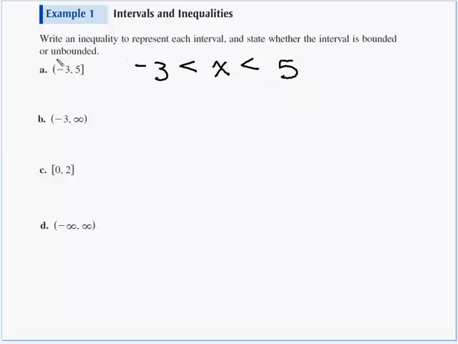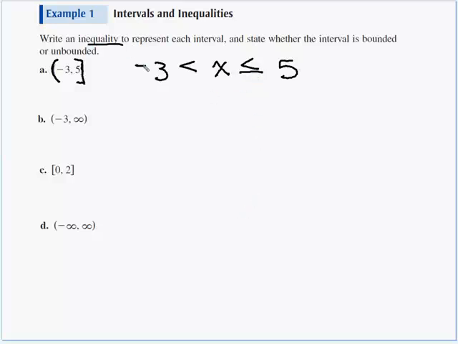Now we have here a parenthesis on the left and a bracket on the right. I believe we did introduce this way back in the first chapter, Chapter P. The parenthesis means it's a strict inequality, in this case strictly less than, and the bracket denotes that we will have the or equal to part, less than or equal to.